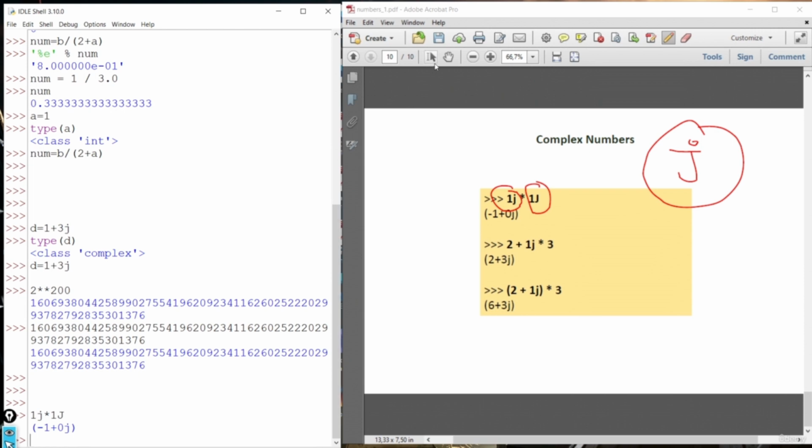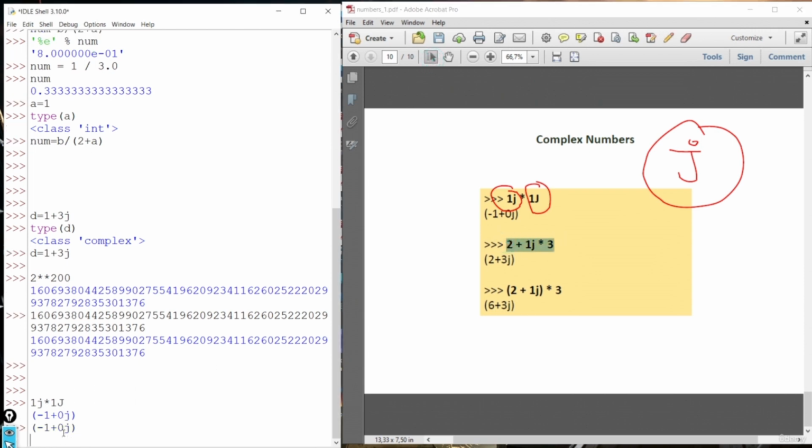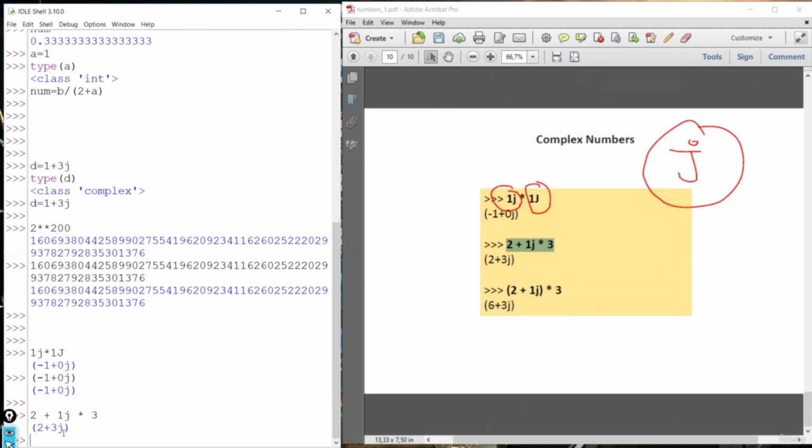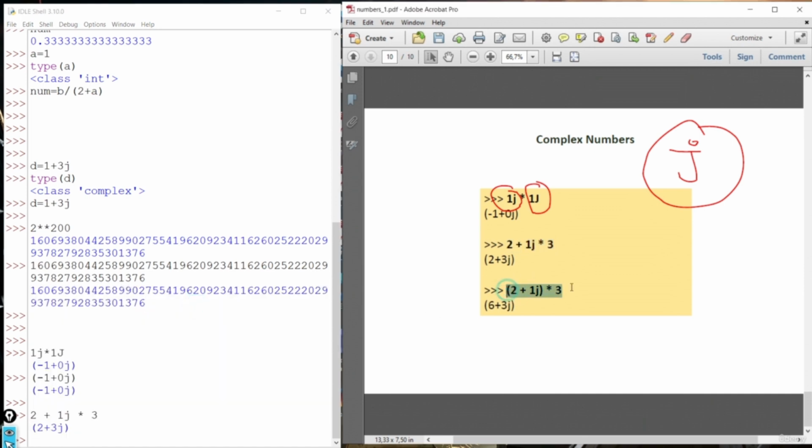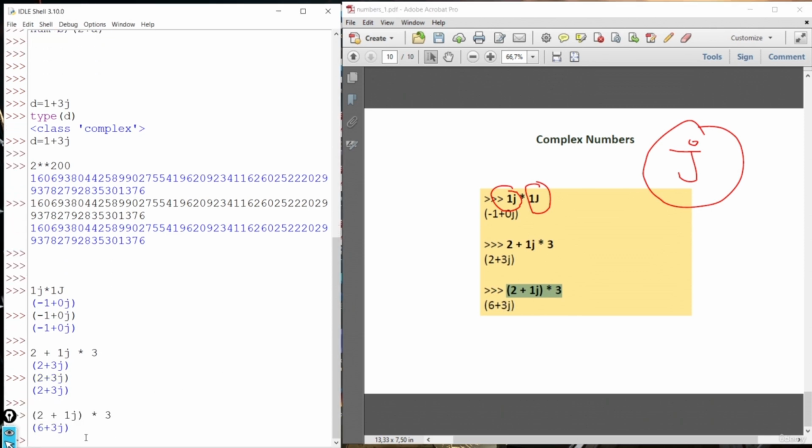Here we can try other examples. 2 plus 1j multiplied by 3, that is 2 plus 3j. And let me try this example also. 2 plus 1j multiplied by 3, the result is 6 plus 3j.